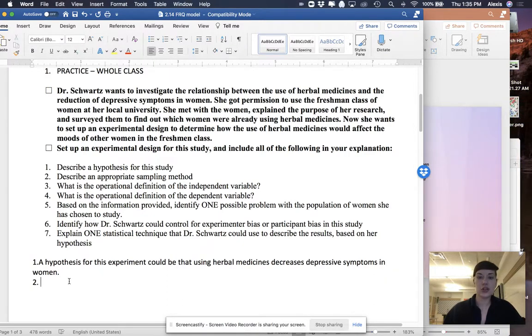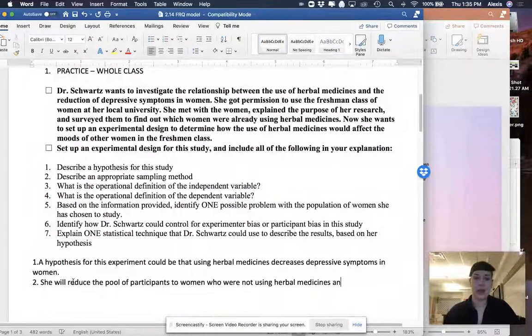And she can randomly select, let's say 100 names out of the pool. Okay, so she will reduce the pool of participants to women who were not using herbal medicines and choose, let's say 200, so she can have a bigger sample. Great.